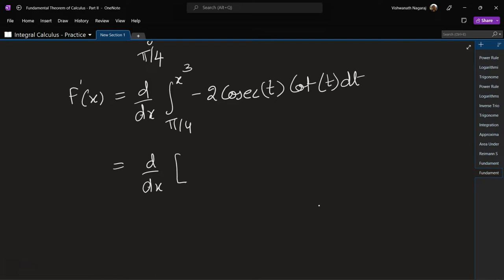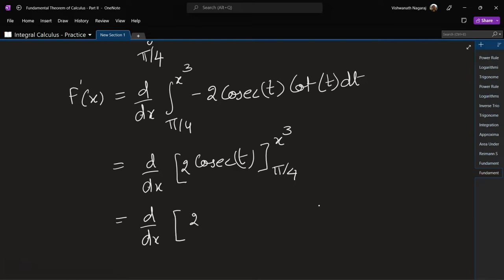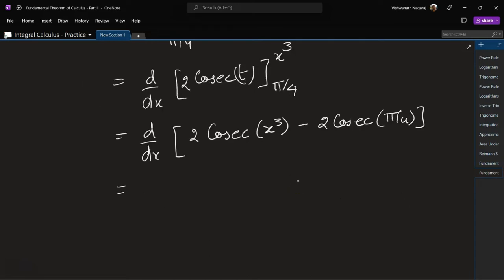We know this will be cosec t, that is minus cosec t cot t. If we integrate, we get cosec t. 2 is already there. From pi by 4 to x cubed, which gives us d by dx of 2 cosec x cubed minus 2 cosec pi by 4. Now we can differentiate it. This is going to be a constant, so we don't have to bother with it. So we just have to differentiate this.